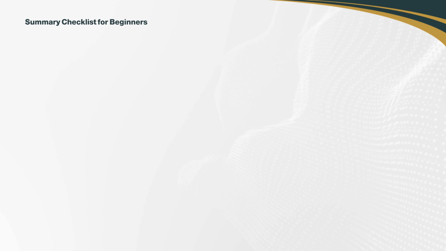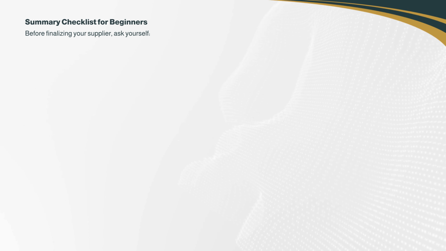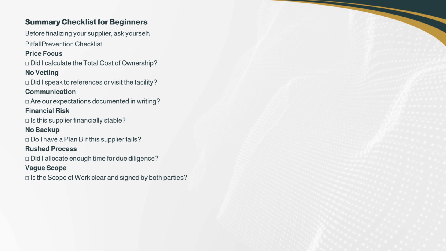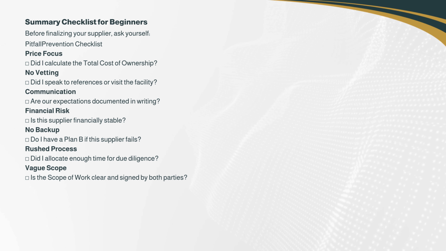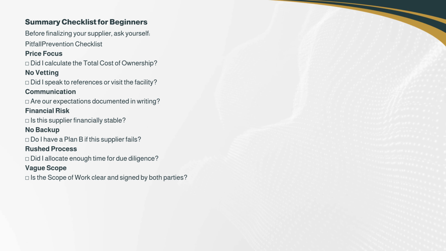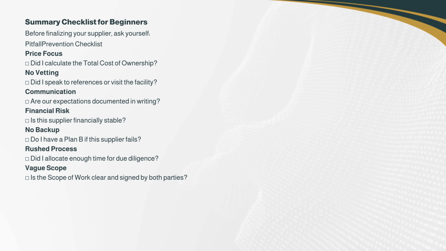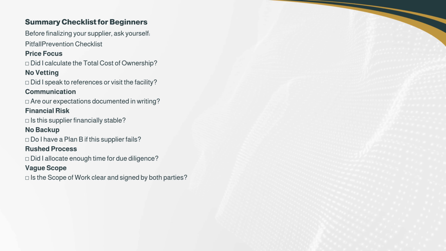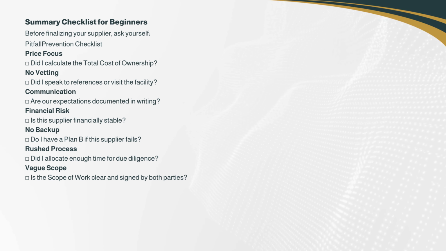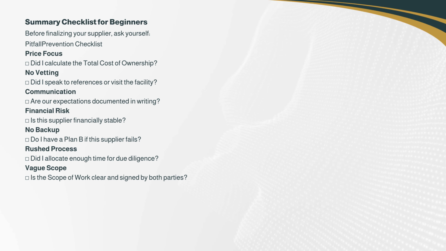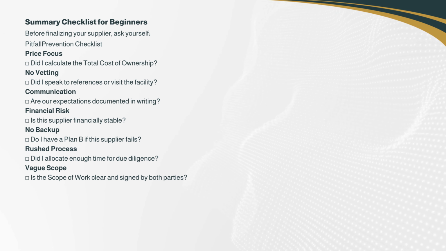Summary checklist for beginners. Before finalizing your supplier, ask yourself: pitfall prevention checklist. Price focus: did I calculate the total cost of ownership? No vetting: did I speak to references or visit the facility? Communication: are our expectations documented in writing? Financial risk: is this supplier financially stable? No backup: do I have a plan B if this supplier fails? Rushed process: did I allocate enough time for due diligence? Vague scope: is the scope of work clear and signed by both parties?